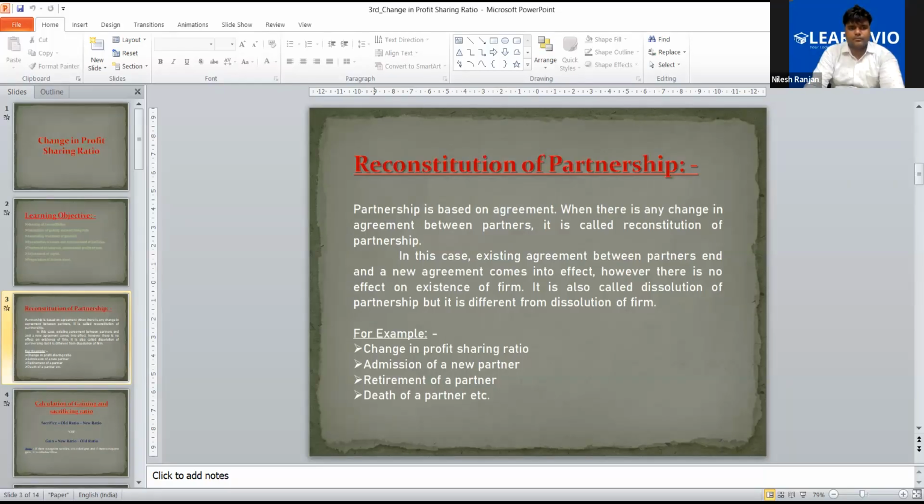So what does reconstitution mean? Reconstitution means again you are making something. Constitution means making something, and re means again. So you are making something again. So reconstitution of partnership means you are making the partnership agreement again. Actually, one meaning of constitution is also, in Hindi it is samvidhan, like rules and regulations of any country, constitution.